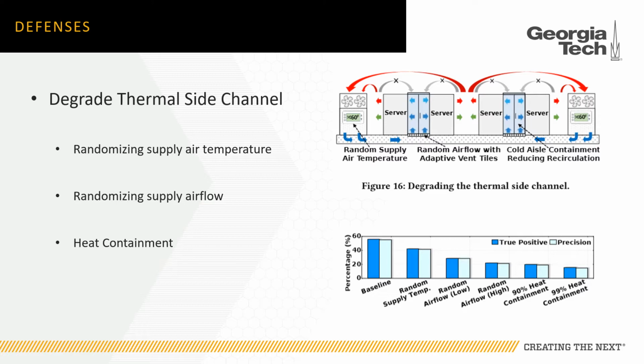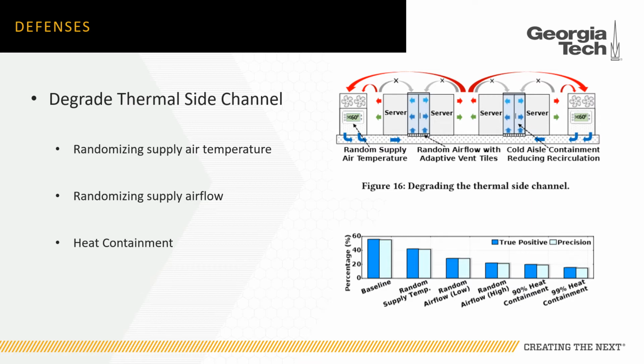Now, the second option, randomizing supply airflow, involves changing the openings of the vents in the data center raised floor so that the amount of air that is pumped into the cold air aisles is randomized or changes. Now, this is very similar to randomizing the air supply temperature, and has the same constraints.